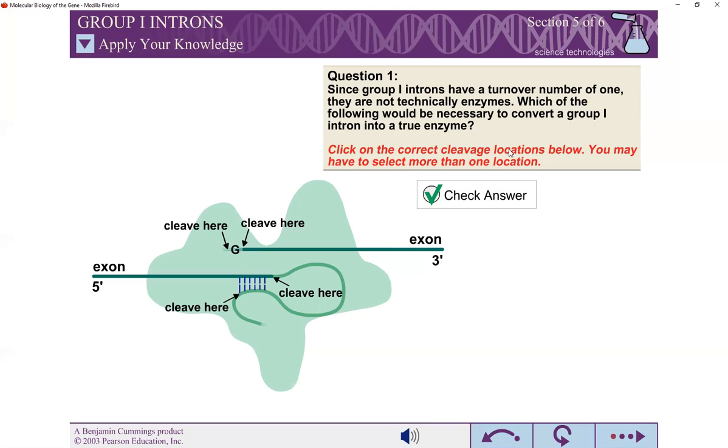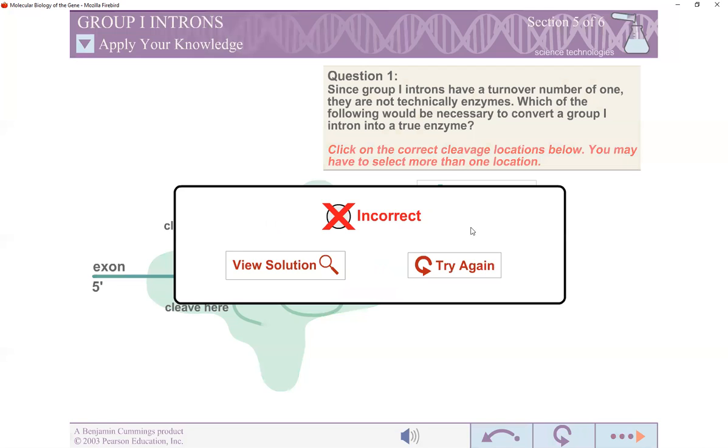Select the correct locations below. You may have to select more than one location. Okay, we will have to select locations where to cleave. Now this is exon number one, and it has to be cleaved here. Another cleavage has to be done here, so that the exons could be ligated together. Incorrect.